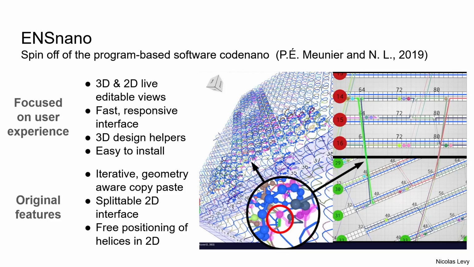Here is an overview of the features of EnsNano that I will demonstrate in a few minutes. The main feature of EnsNano is to provide a 2D CAD-Nano-like interface synchronized with a 3D view. EnsNano is focused on user experience. Many efforts have been put in the graphical interface to make it as intuitive and effective as possible. We also introduce original features, such as an iterative and geometry-aware copy and paste, a splittable 2D view, and a free organization of the 2D scene.